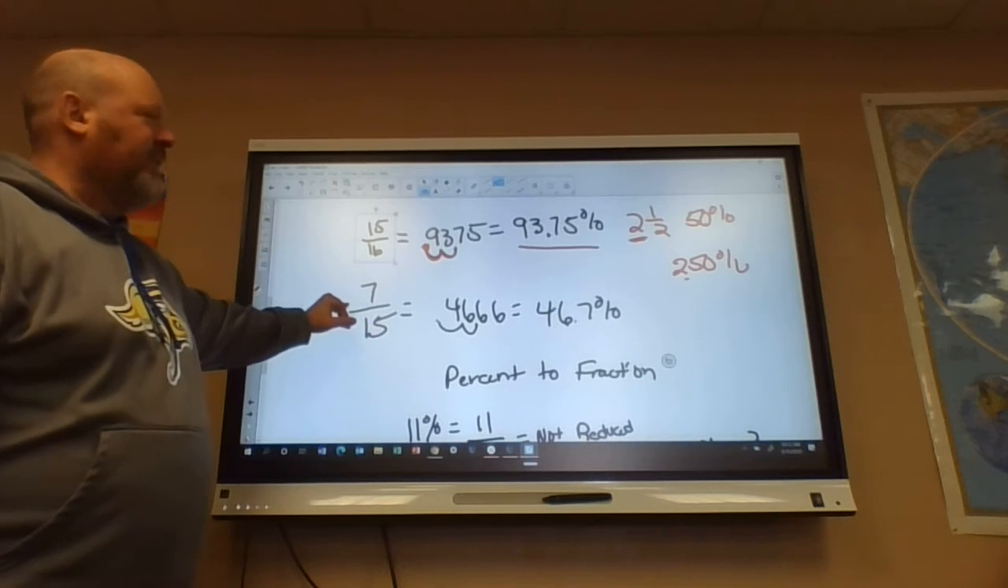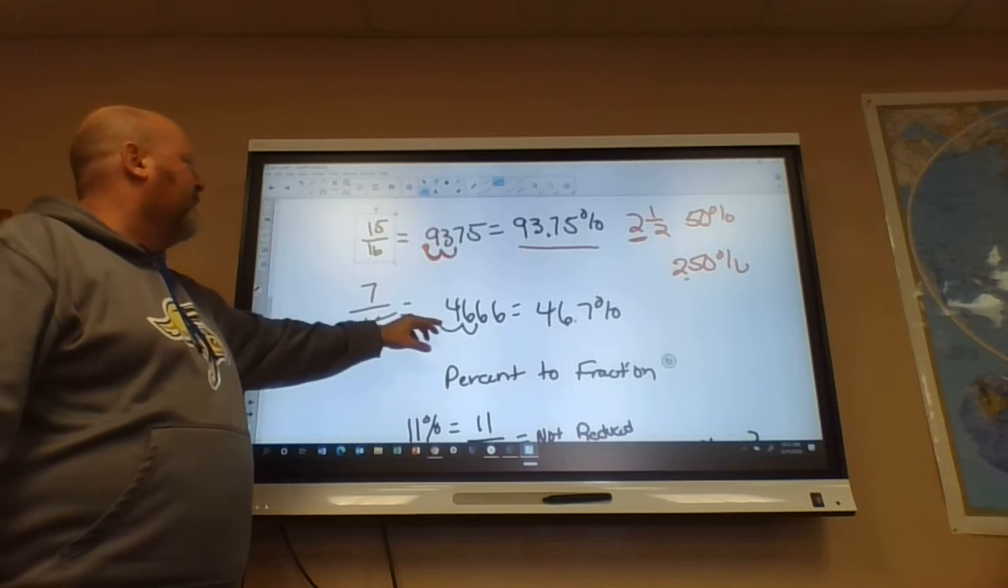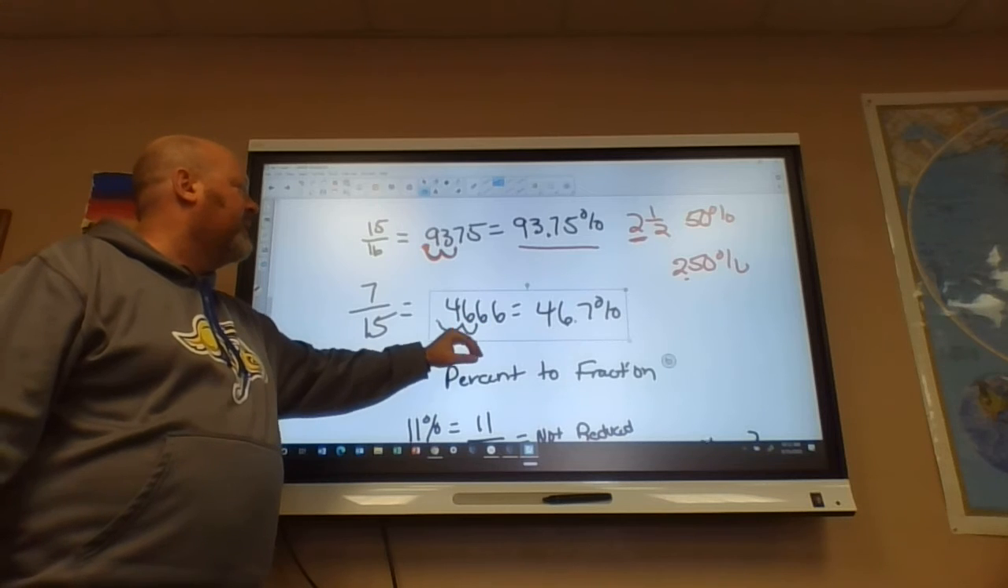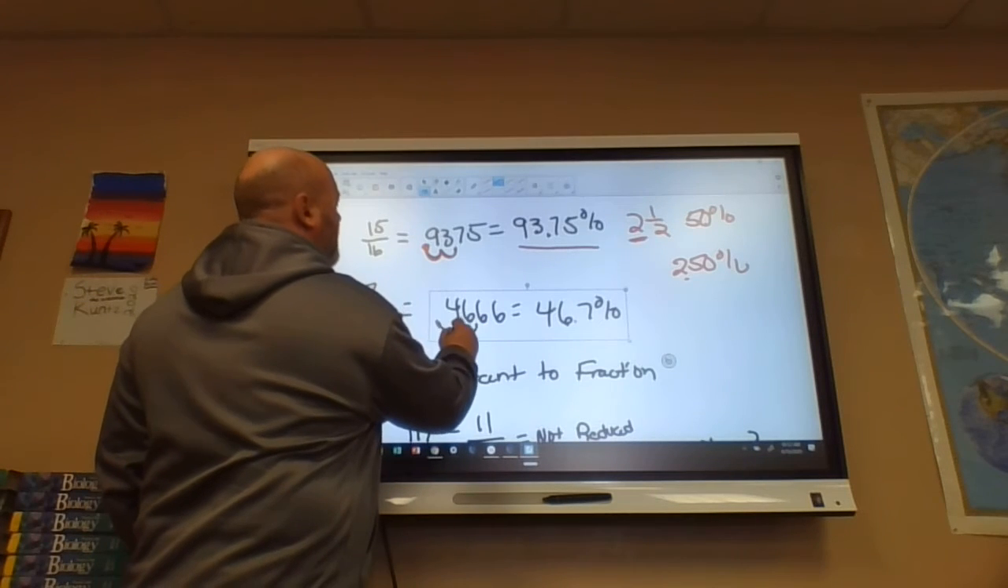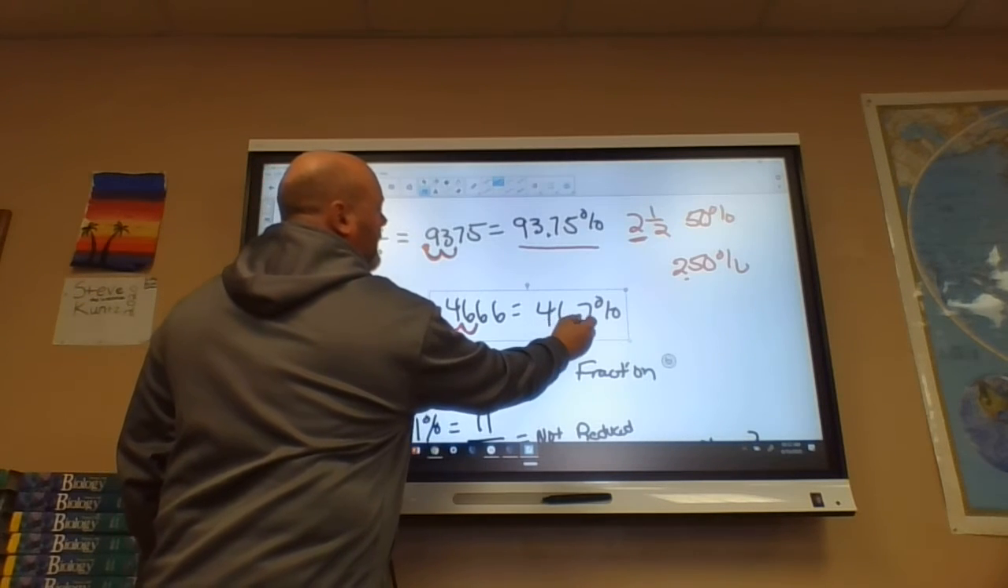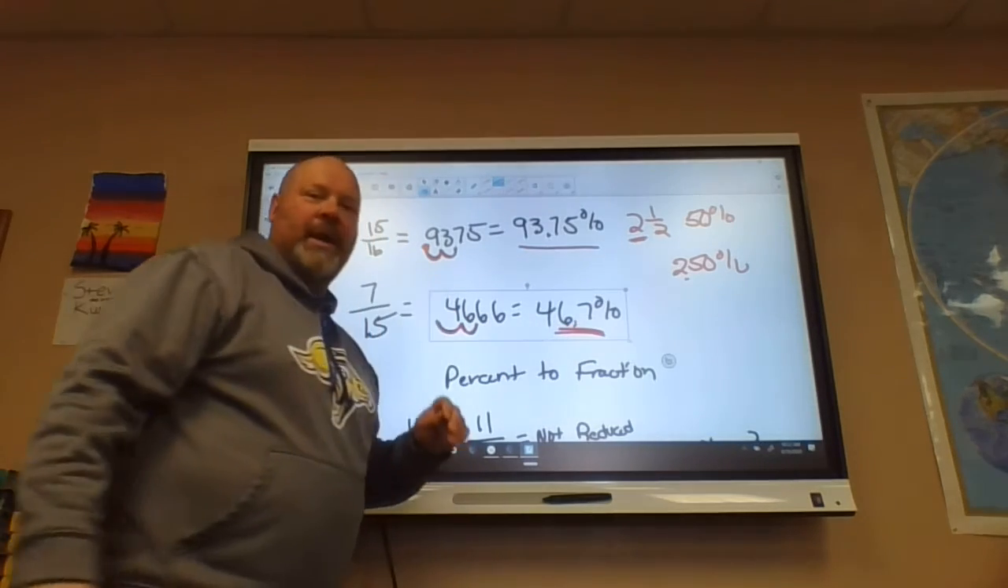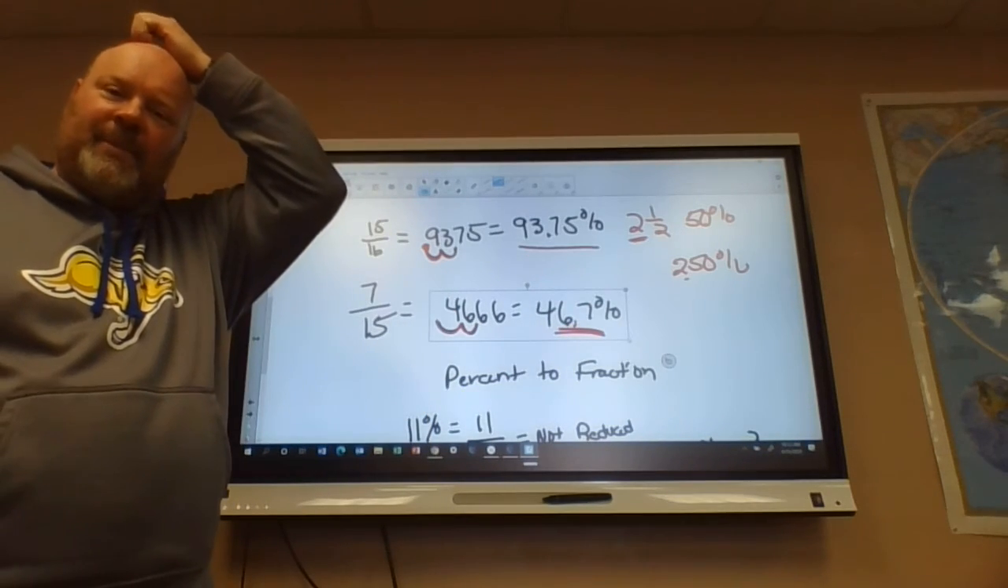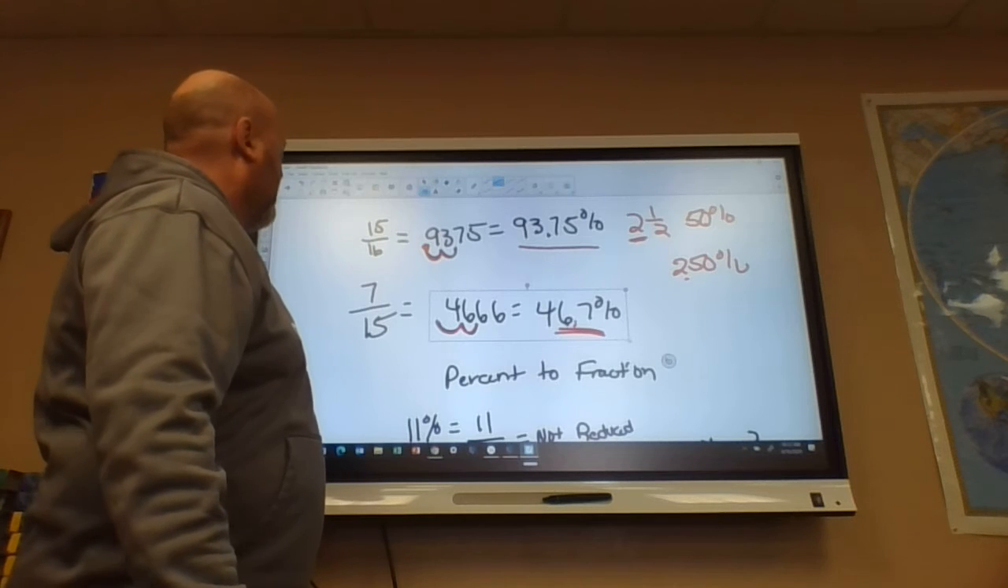Another example of this is changing 7/15. It becomes 0.466666. You move it over 2 spots. 1, 2. It becomes 46.7%. And you can round that up. Okay? And that's on page 164.